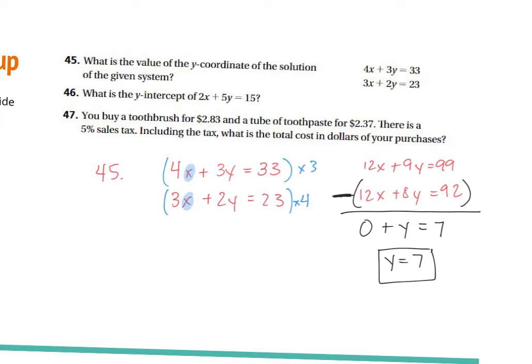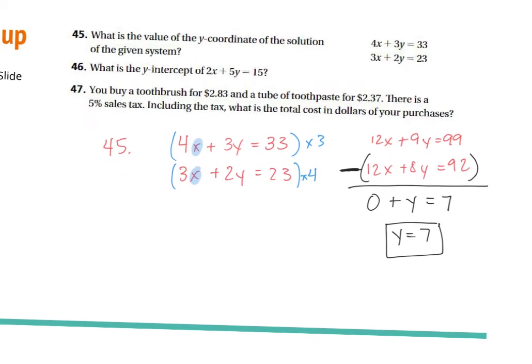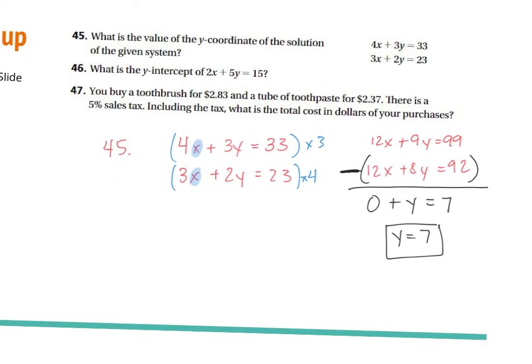Okay, what about 46? What is the y-intercept of 2x plus 5y equals 15? Roy, what'd you get? 3. Very good. How'd you get 3? Walk me through it. So, since you don't know what the y-intercept is, you have to solve for it.